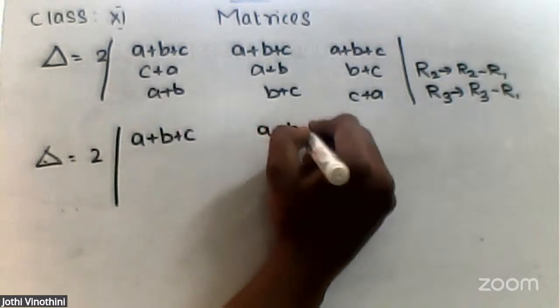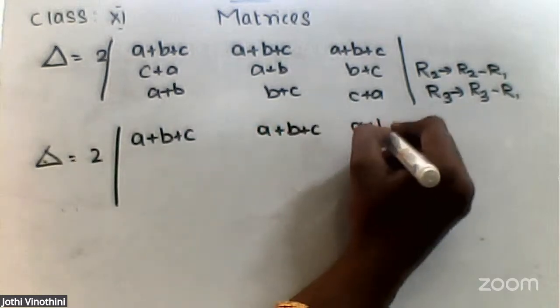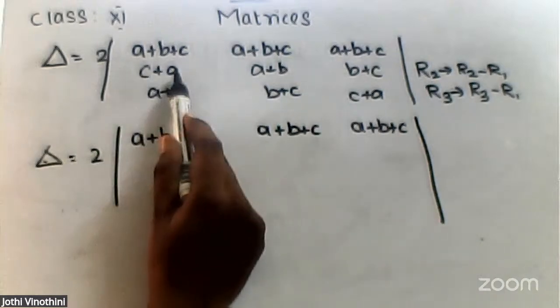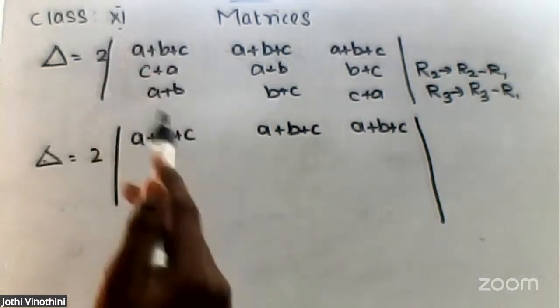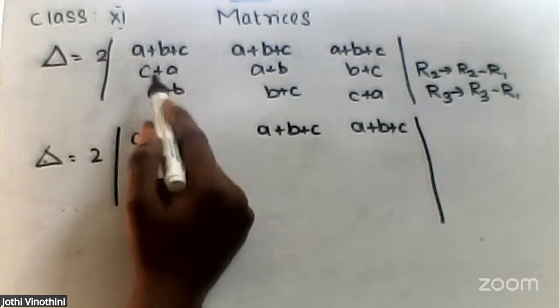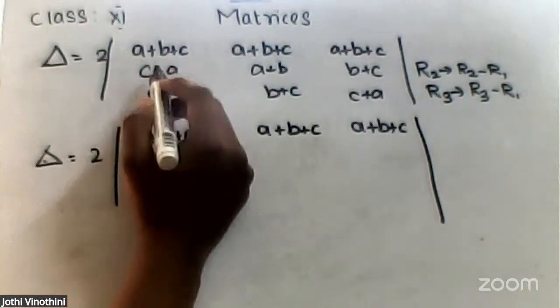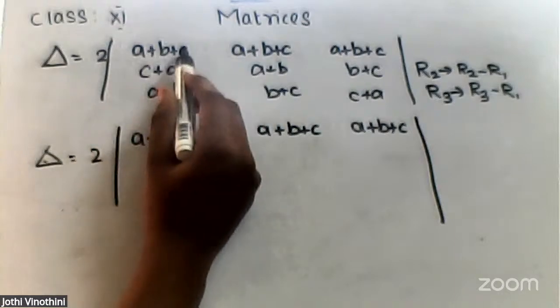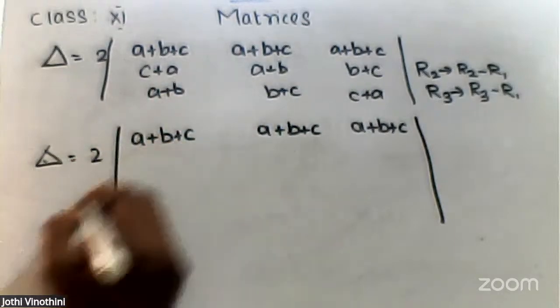A plus B plus C, A plus B plus C, and again A plus B plus C. So now we are going to do R2 minus R1. So here, what is in this place? It is A plus C minus (A plus B plus C), so it will become C.